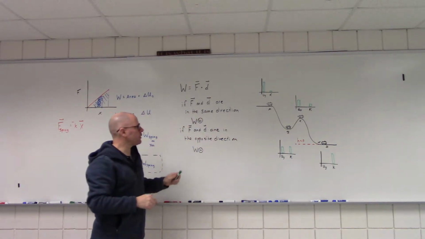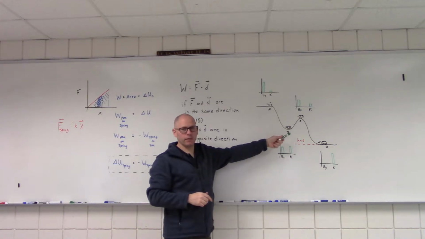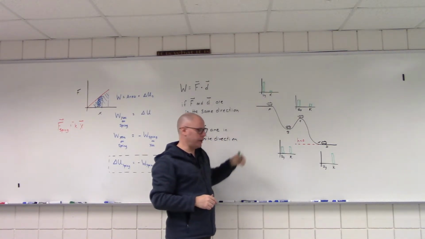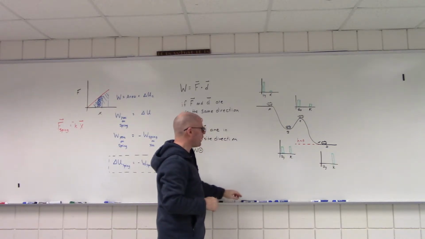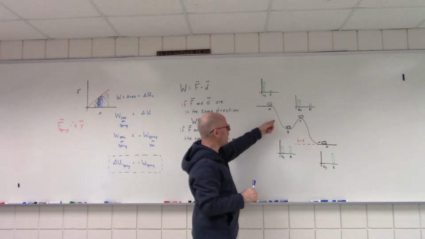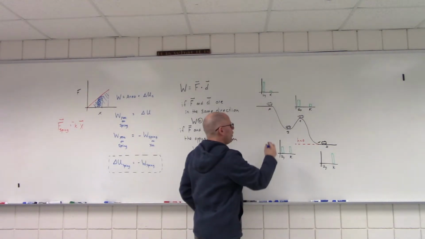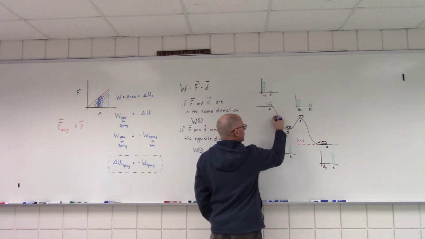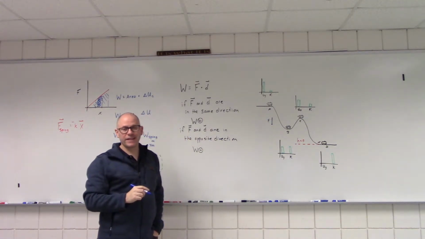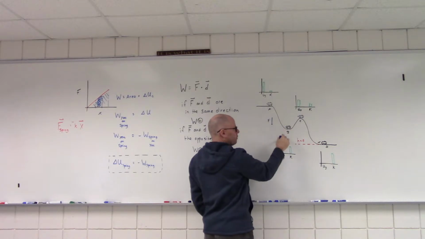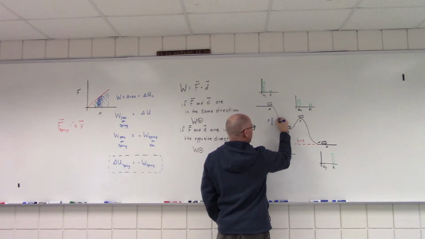So let's see what happens from A to B. We're talking about the gravitational energy here. So if you think about the gravitational potential energy, what's happening in this situation? Well, what I notice is that as it rolls from A to B, which way is the force? The force is in the down direction, and get this, so is the displacement. The distance is also in the down direction.